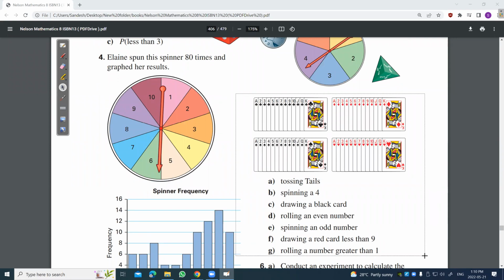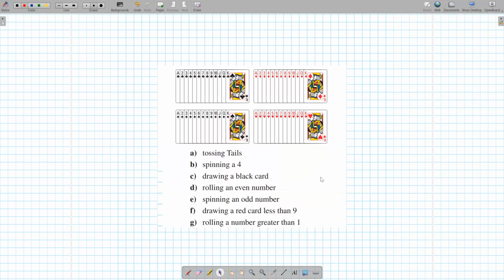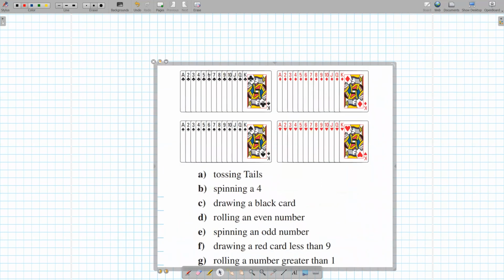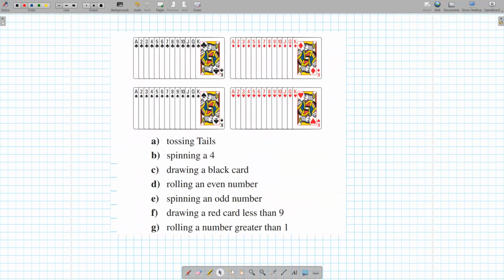Let's try doing these ones. The card ones are always a little bit trickier. I'll tell you this much. In a deck of cards, that just means a packet of cards. There's 52 cards, and each suit has 13 cards. So you'd get 13 diamonds, 13 hearts, 13 clubs, and 13 spades.